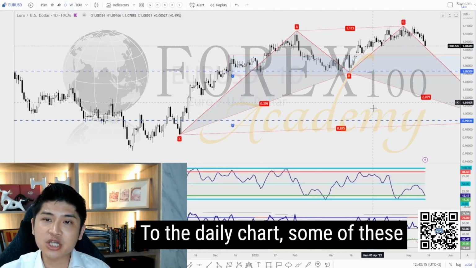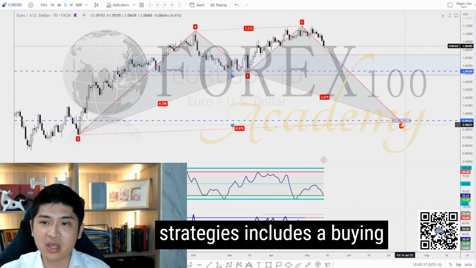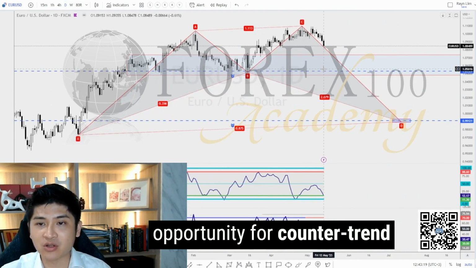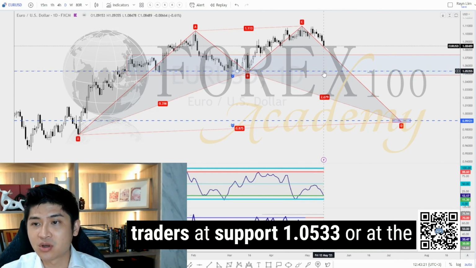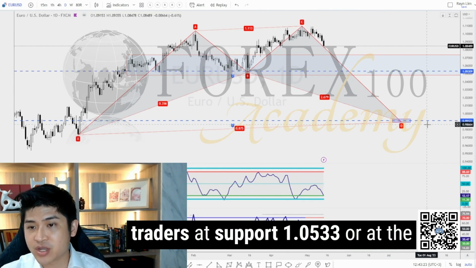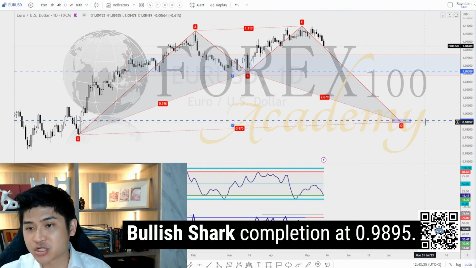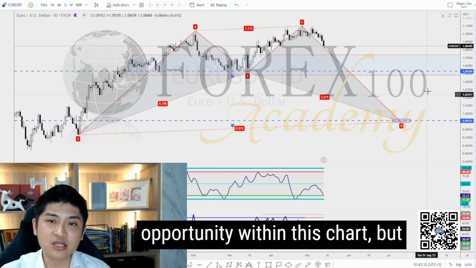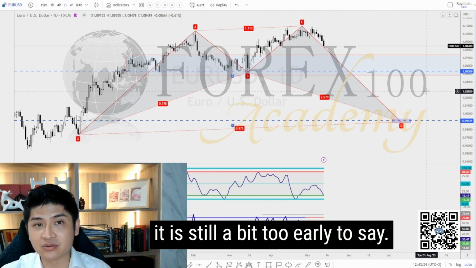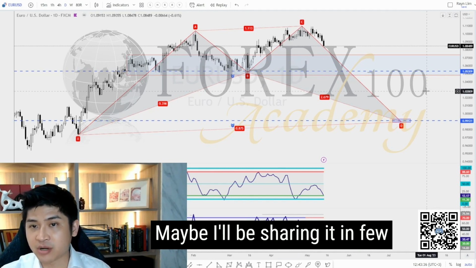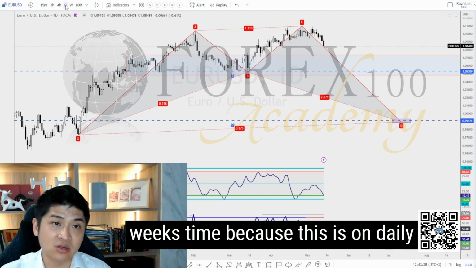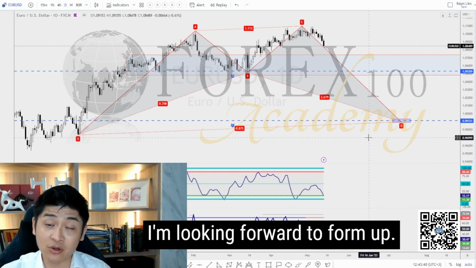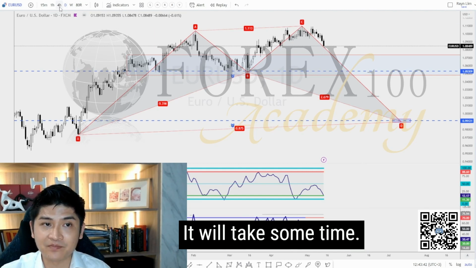So the daily chart. Some of the strategies include a buying opportunity for counter trend traders at support 1.0533, or at the bullish shark completion at 0.9895. I do have some shorting opportunity within this chart, but it is still a bit too early to say. Maybe I'll be sharing it in a few weeks' time, because this is on the daily chart. For the selling opportunity I'm looking for to form up, it will take some time.